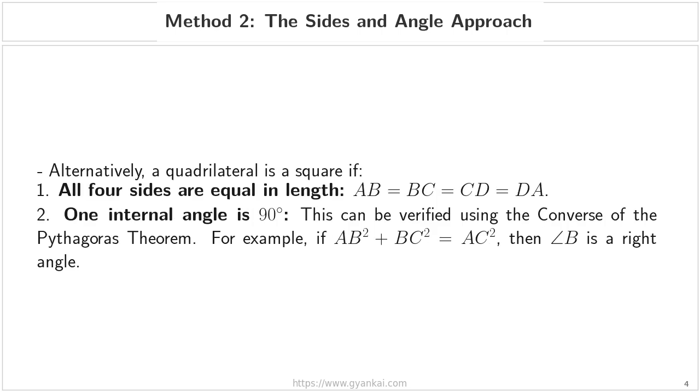However, to elevate that rhombus to a square, we need to prove that at least one internal angle is exactly 90 degrees. To do this without a protractor, we use the converse of the Pythagoras theorem. For instance, if you calculate the squares of 2 adjacent sides and find that AB squared plus BC squared is equal to AC squared, then you have mathematically proven that the angle at vertex B is a right angle. If you can confirm both the equal sides and this right angle, you have successfully verified a square.